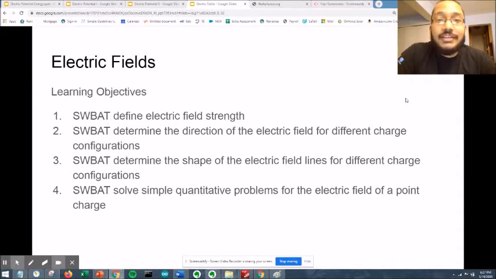I want to say from the outset that electric fields are not a central concept on the AP exam. They do show up on the SAT2 and the Regents. My goal for this video is to make sure you get a basic conceptual understanding of what electric field strength refers to and the direction and shape of electric fields for common configurations.